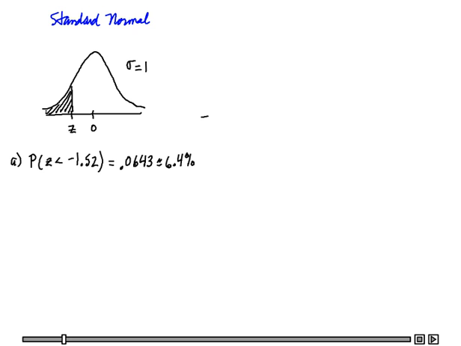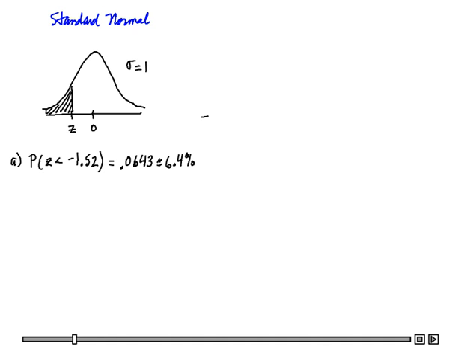So in a mound-shaped distribution, if I reach in and pull out a data value, what's the probability that that data value's z-score is going to be less than negative 1.52? That's 6.4%. Or 6.4% of the values in a normally distributed data set have z-values less than negative 1.52.